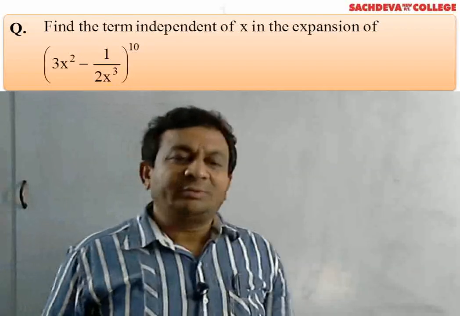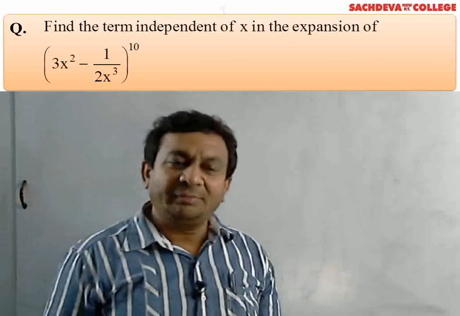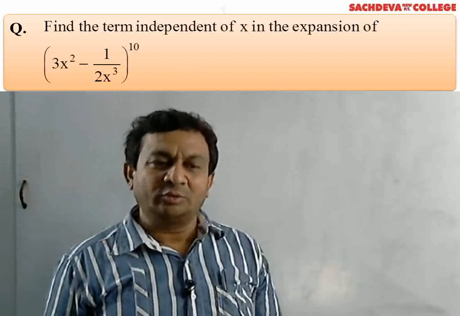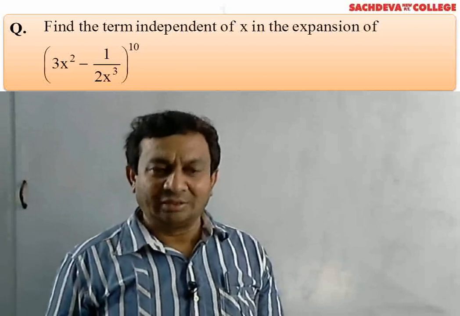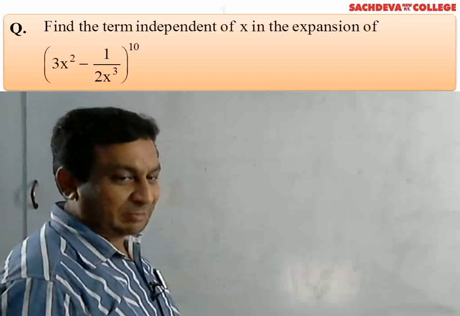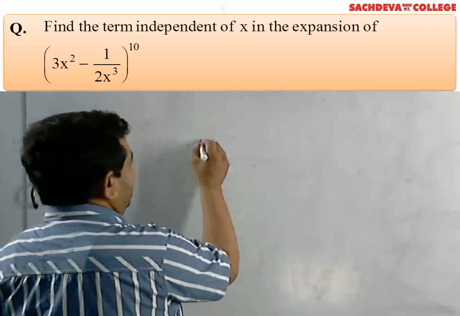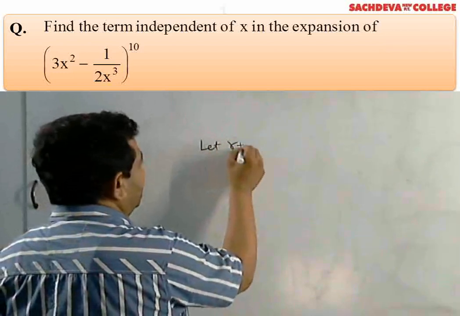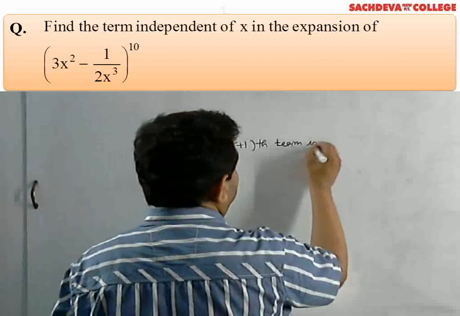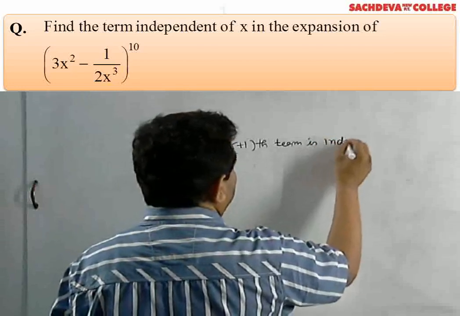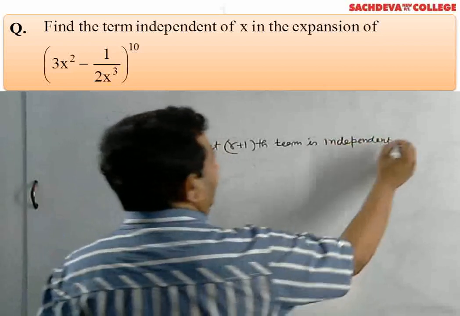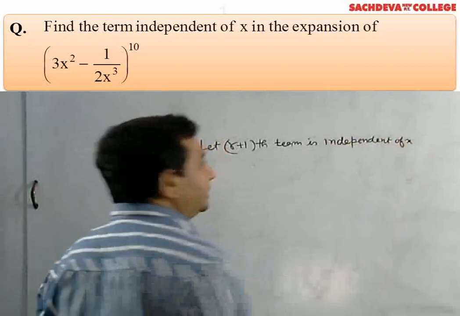Now we solve next problem. Find the term independent of x in the expansion of (3x square minus 1 upon 2x cube) to the power 10. Let the (r plus 1)th term be independent of x in this expansion.